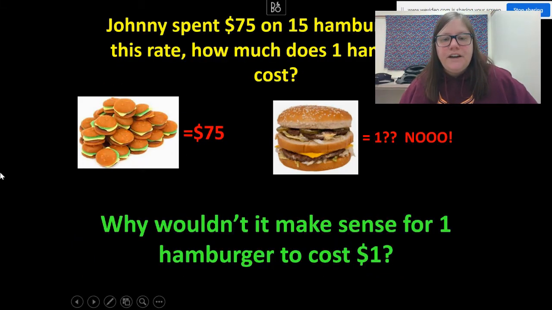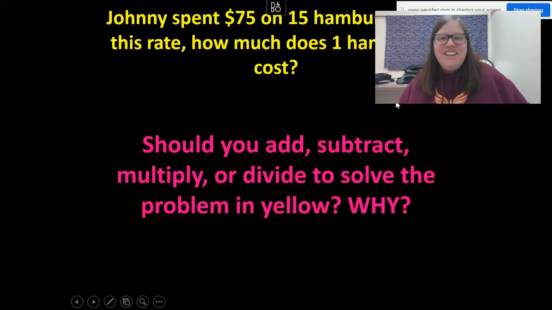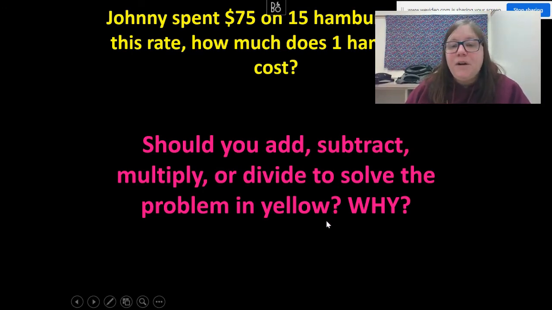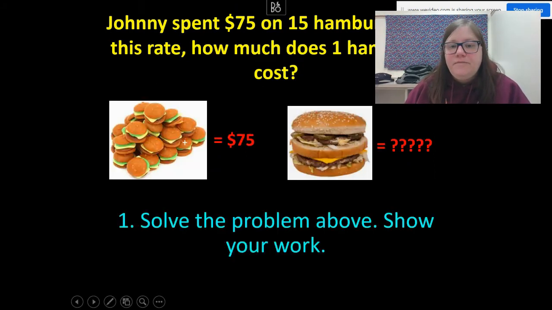So we want to find out the reasons why this wouldn't be that. So why wouldn't it make sense for one hamburger to cost $1? He'd be buying 75 hamburgers. You understand this. We're not going to waste time on that. So do we add, subtract, multiply, or divide to solve the problem in yellow? Why or why not? We talked yesterday, we're going to be doing division. So we're going to solve the problem above.